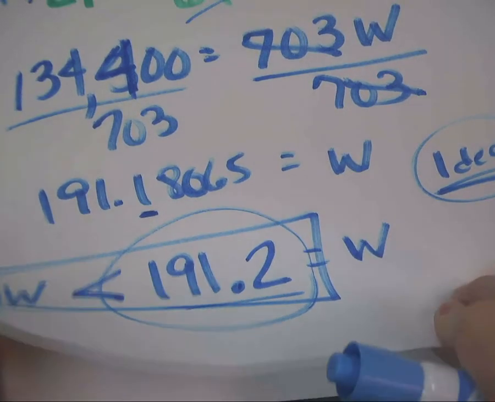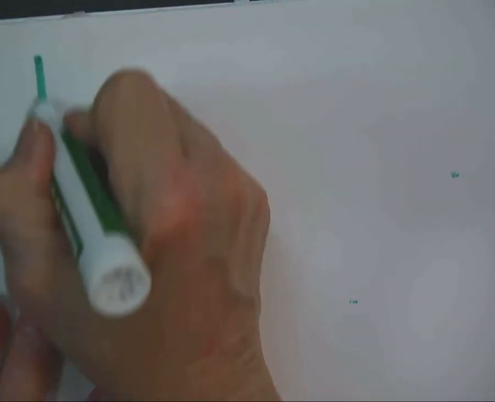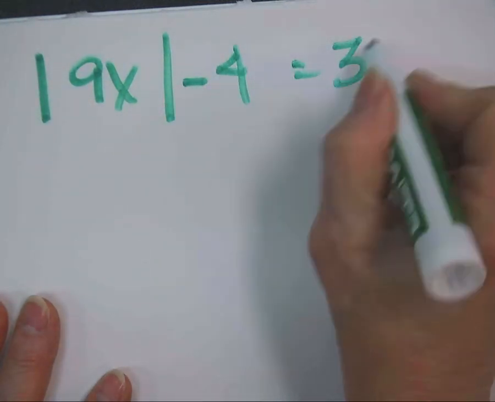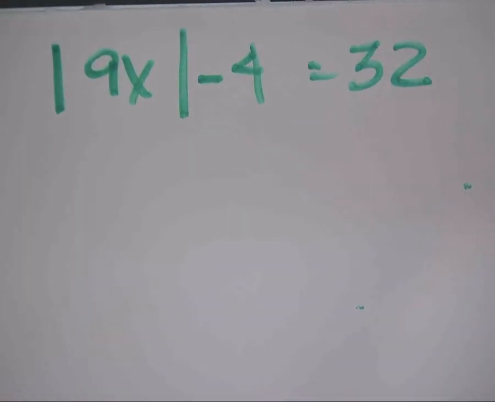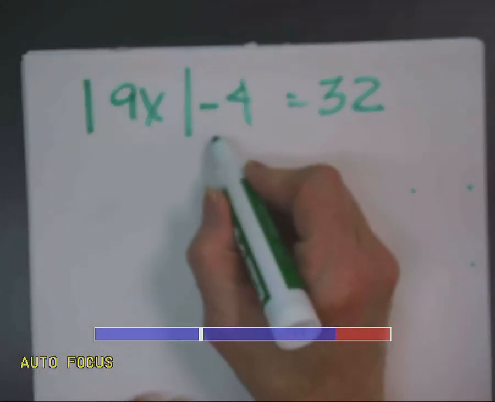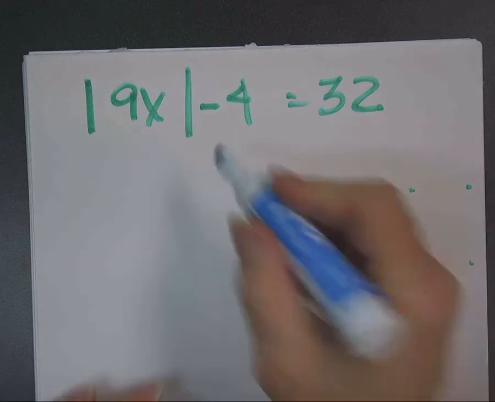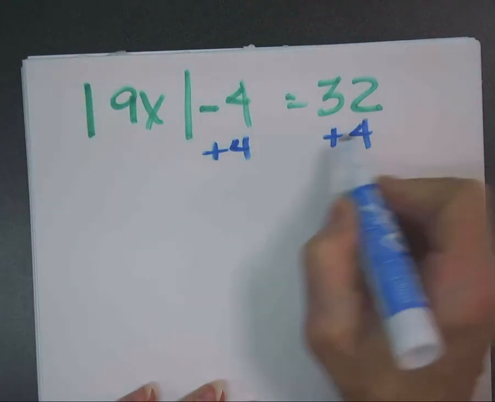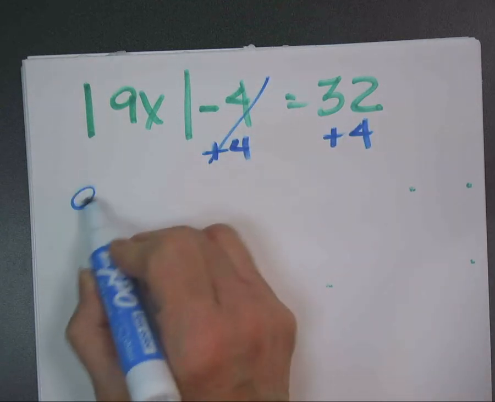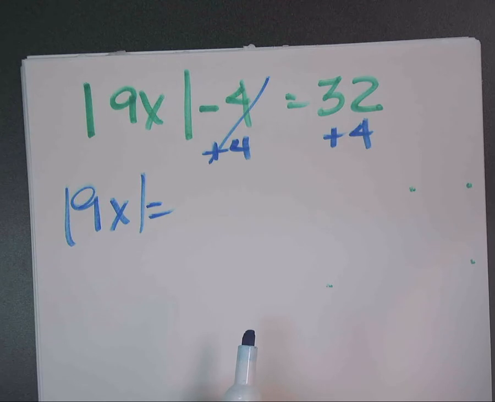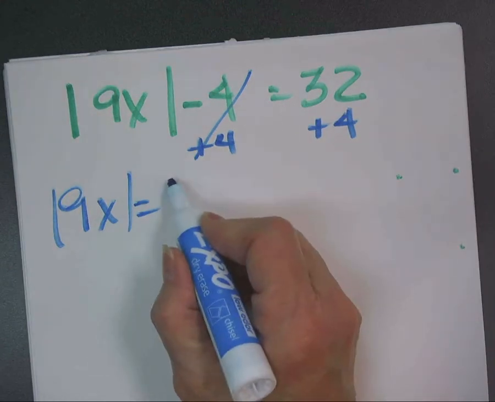Okay, next problem. Solve this one. Absolute value 9x minus 4 equals 32. First step in solving that, add the 4. You gotta get that absolute value by itself, right? Before you do anything. 32 plus 4? 36.